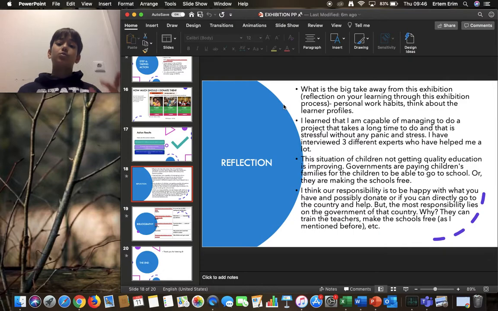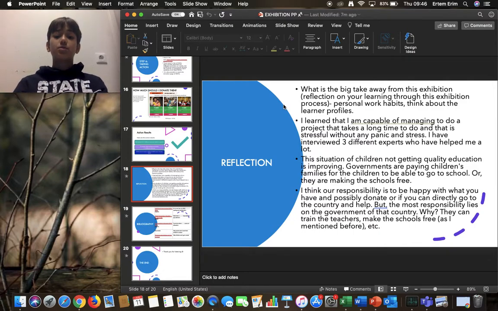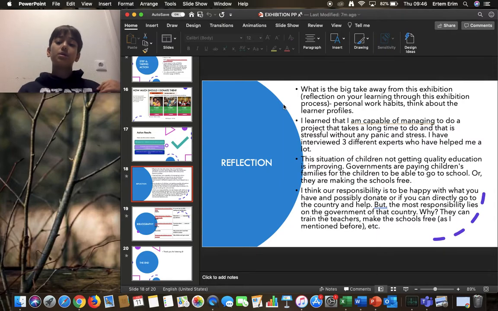So here's my reflection. What is the big takeaway from this exhibition? Reflection on your learning through this exhibition process, personal work habits. Think about the learner profile. So I learned that I'm capable of managing a project that takes a long time and is stressful without any panic and stress. I've interviewed 3 different experts who have helped me a lot. The situation of children not getting quality education is improving.